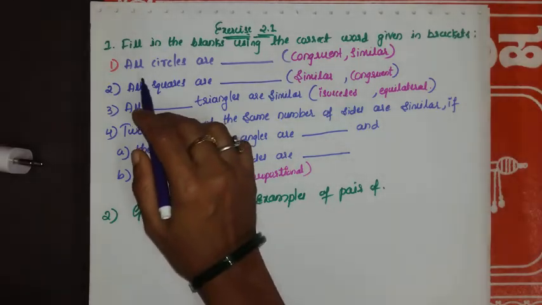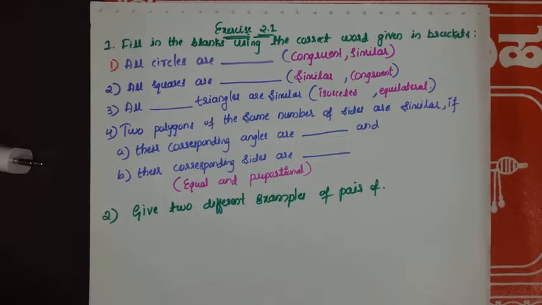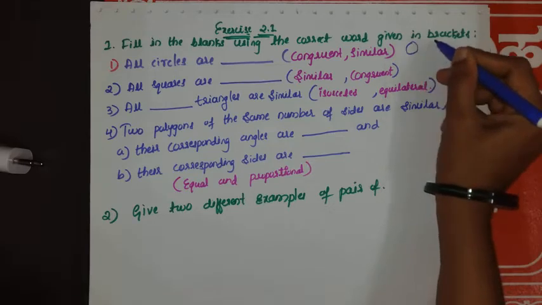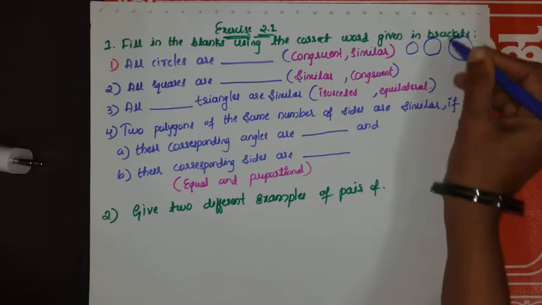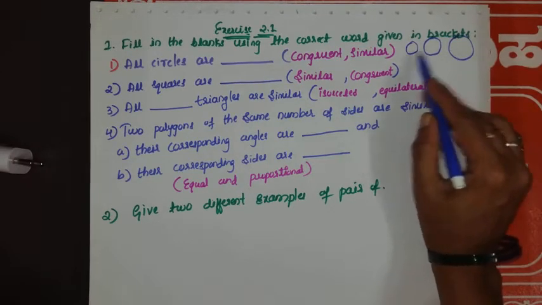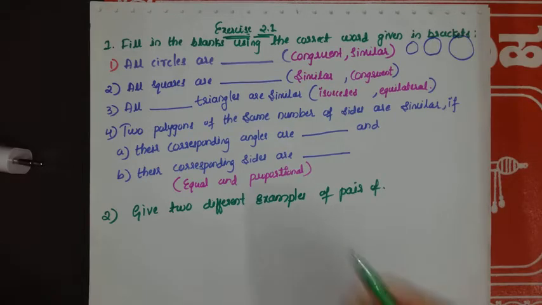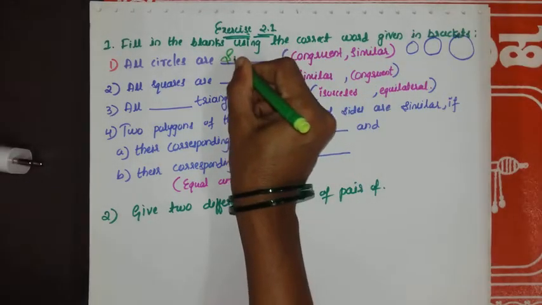Here, all circles are dash. We know all circles, so in general you can take all circles. See, this is one circle, this is another circle, all circles. Here all circles have the same shapes. It means these are similar. All circles are similar.